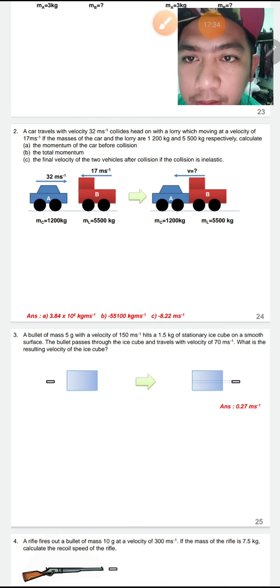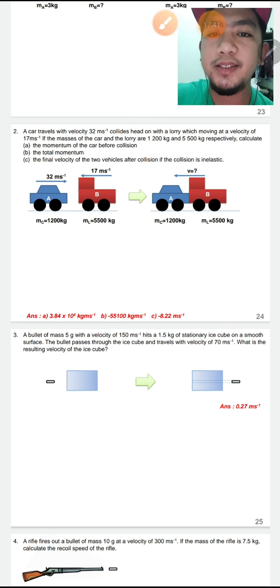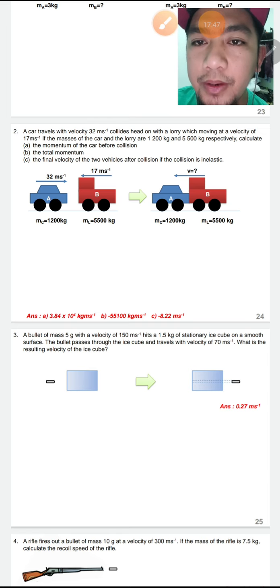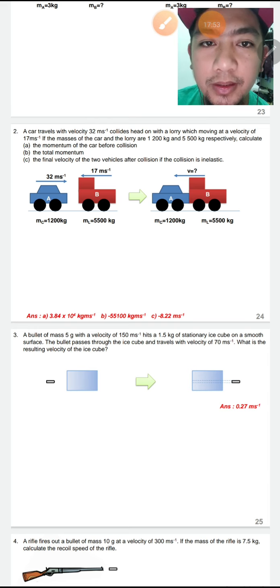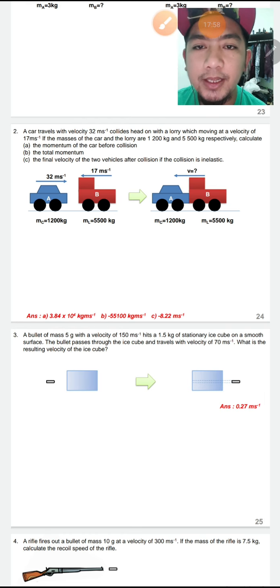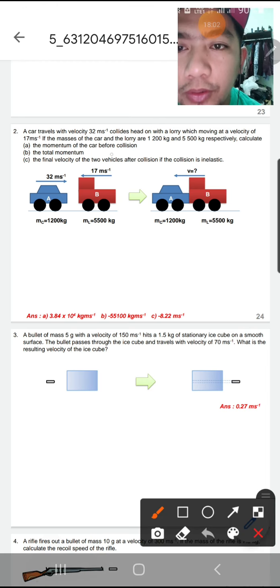So there are 3 questions here. A car travels with velocity 32 meter per second and collides head-on with a lorry, which is moving at a velocity of 17 meter per second. If the masses of the car and the lorry are 1000 kg and 5500 kg respectively, calculate the momentum of the car before collision. Alright. So momentum of the car only.